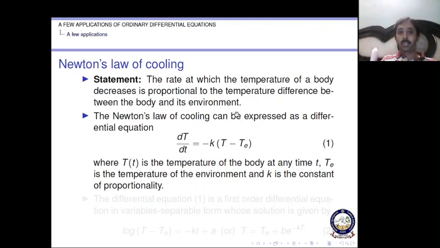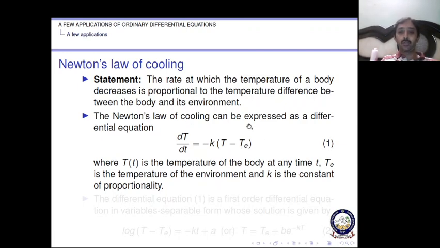So according to the statement, dT by dt is proportional to the temperature difference between the body and its environment, and the temperature is supposed to decrease. So we are going to have a minus sign, and the proportionality constant k into T minus TE. T minus TE gives you the difference of temperature between the body and the environment. So dT by dt equals minus k into T minus TE is what Newton's law of cooling says in terms of a simple mathematical expression.